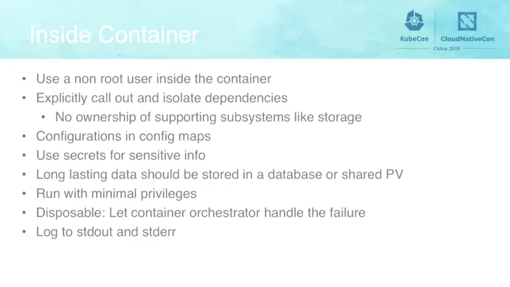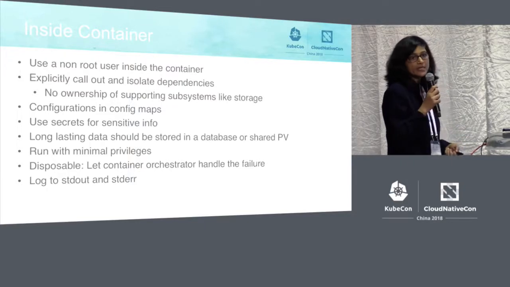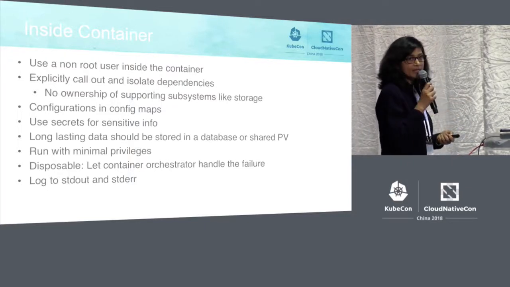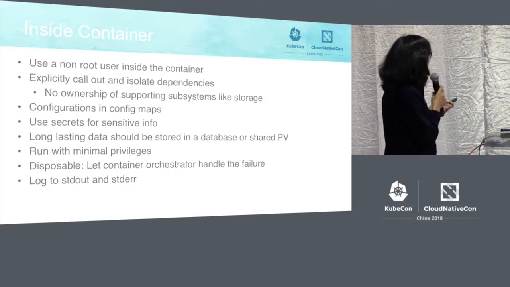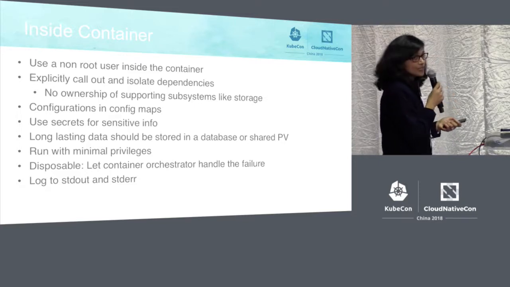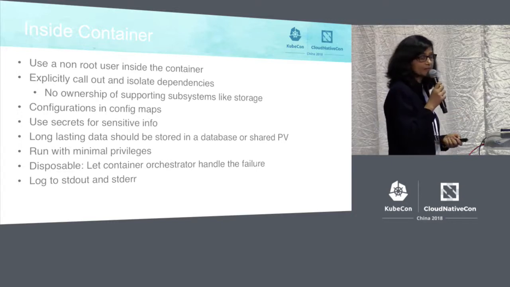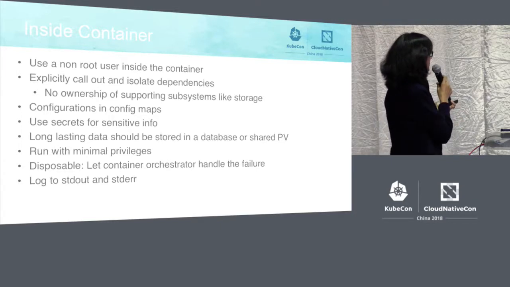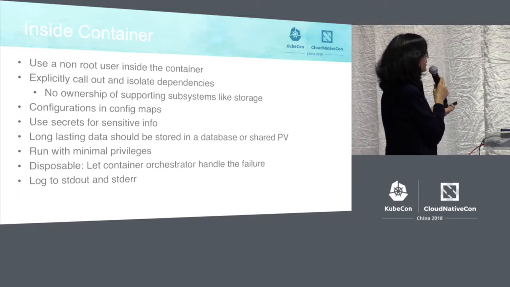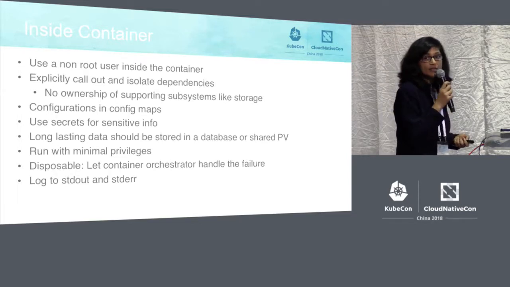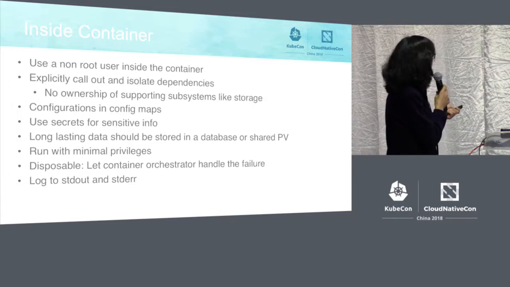No ownership of the supporting subsystems like storage, your database, Mongo, etc. No direct dependencies. What we'll go through later are liveness probes and readiness probes. You should never have direct dependencies and wait for the system to come up. Configurations go in the config map, and secrets and sensitive info in the secrets. That's a really good thing that we get from Kubernetes, where you can use those variables.